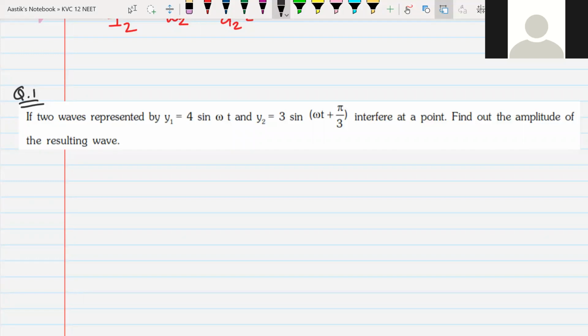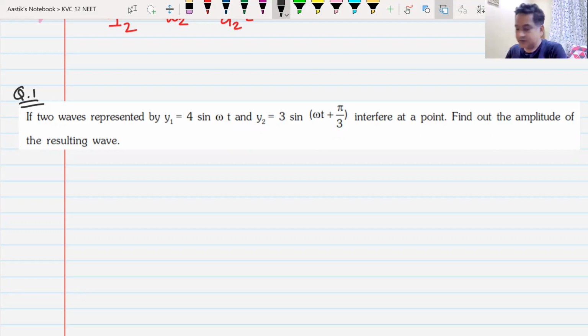Can anyone tell me how you have done this? Tell me, beta. Sir, A equals under root A1 square plus A2 square plus 2 A1 A2 cos phi. That is correct. We need to substitute the values in that, then we will get the answer. Just remember the formula.